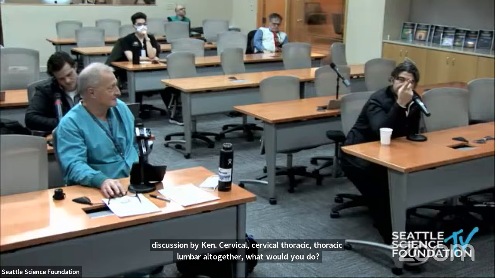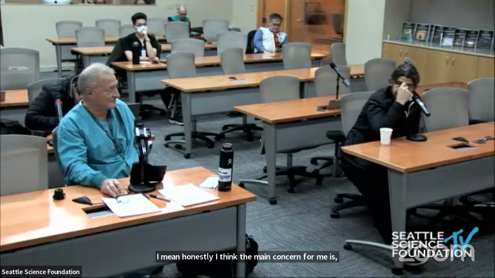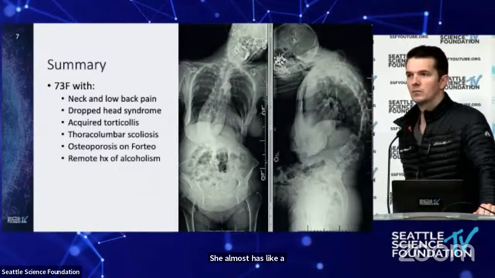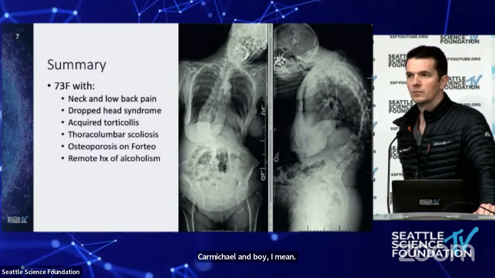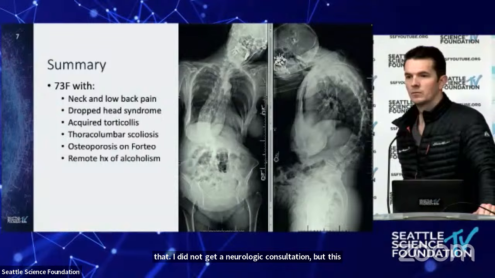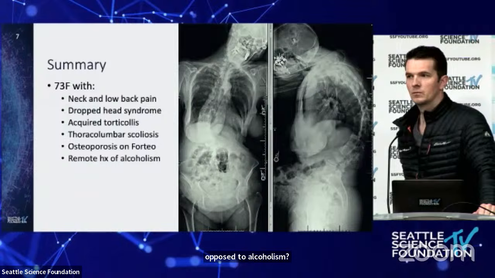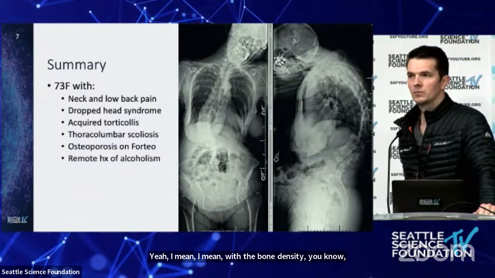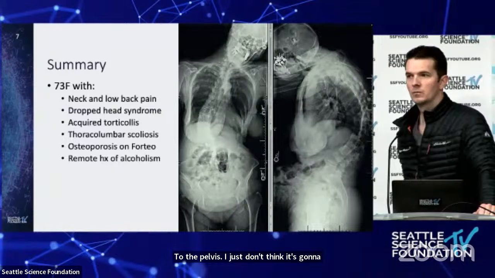Honestly, I think the main concern for me is her level of deterioration just over a short period of time. She almost has like a camptocormia. She has camptocormia, and boy, did she get tested for Parkinson's? She does not have that. I did not get a neurology consultation, but this is a post-alcoholism syndrome. With the bone density, anything short of going to the pelvis, I just don't think it's going to hold. Look at that bone. You can barely see it on the lateral.